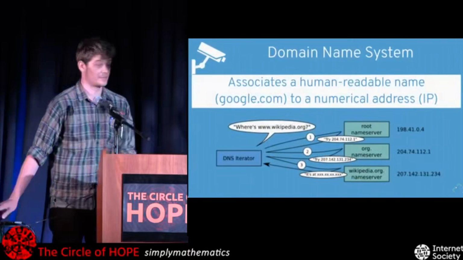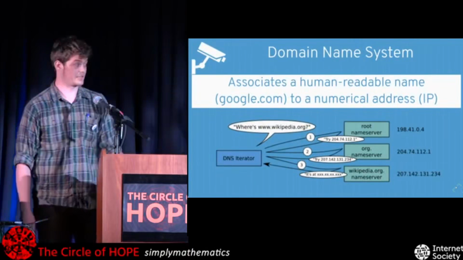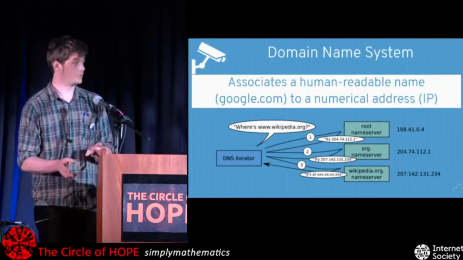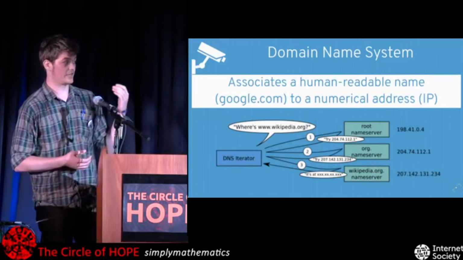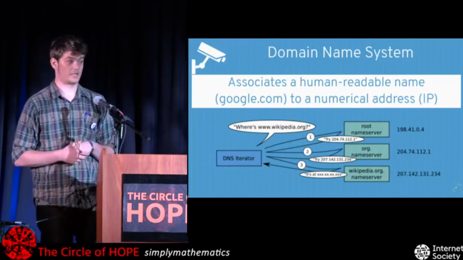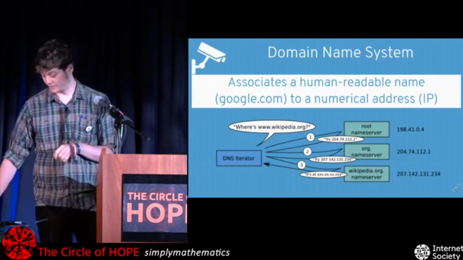Then there's the domain name system, which takes those names like google.com we're all familiar with, Yahoo, and translates them into numbers, which are the IP addresses, so that your computer can get the content from another numerical address on the internet.